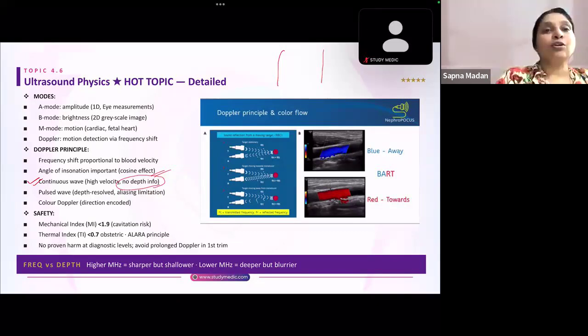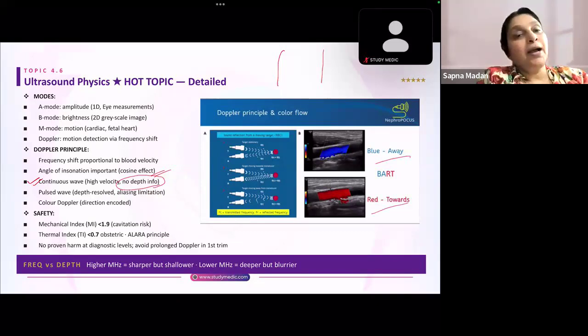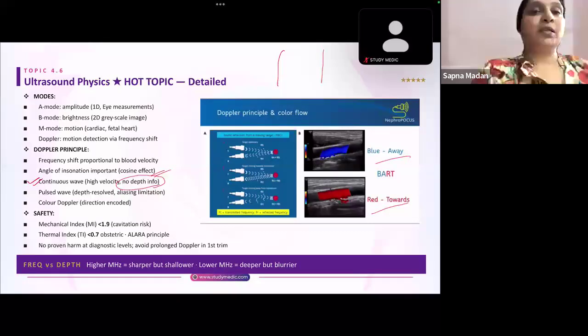And color Doppler is going to give you a direction. The mnemonic is blue away and red towards. So what do you mean, blue away and red towards? Towards the transducer. If you put the transducer and you are seeing a red blood vessel, that means the blood is coming towards the transducer. If it is blue, then it is moving away from the transducer. So that is the mnemonic BART, B-A-R-T: blue away, red towards the transducer. Just remember the complete thing.